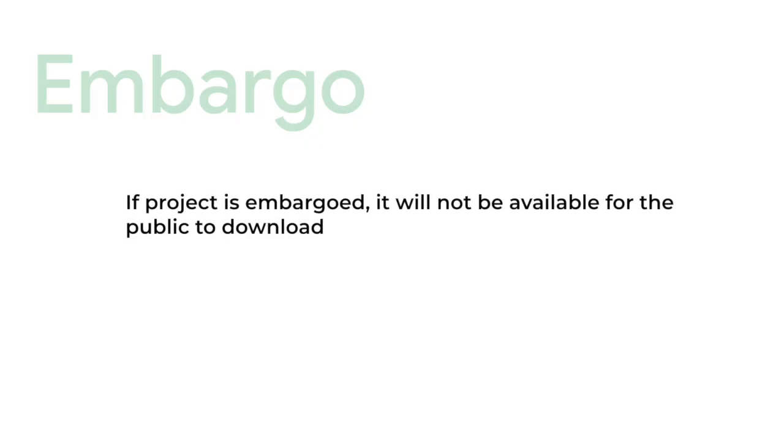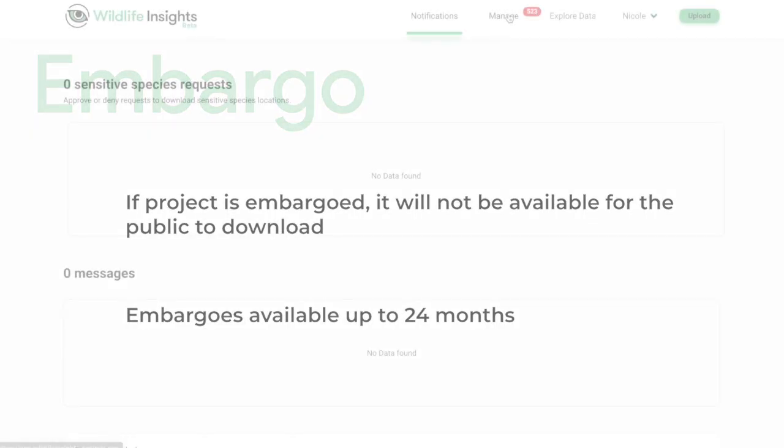If a project is embargoed, only you and your collaborators can download the data. If a registered user requests to download your project, they will only receive the project metadata, like the project name, objectives, and other details that you enter on the project details page. If your project is not embargoed, it will be made public immediately.